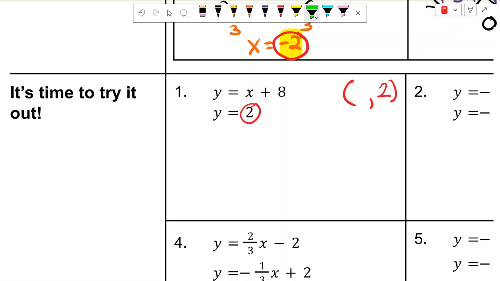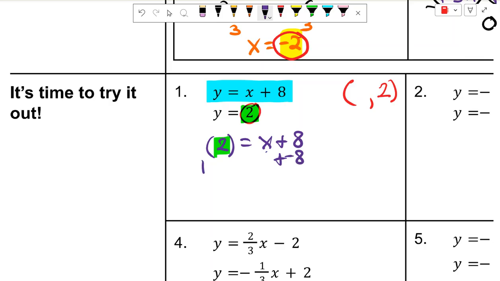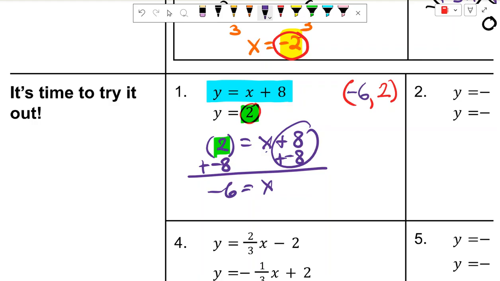So we're going to label 2 as our substitutor, and we are going to use this equation to substitute with. So that's y is equal to x plus 8. What goes inside there? The substitute, which is 2. Now x is on the right side, so we need to remove the plus 8 by adding a negative 8 to both sides. Now we have our 0, and x is negative 6. So now we know that it's negative 6, and that is our solution.